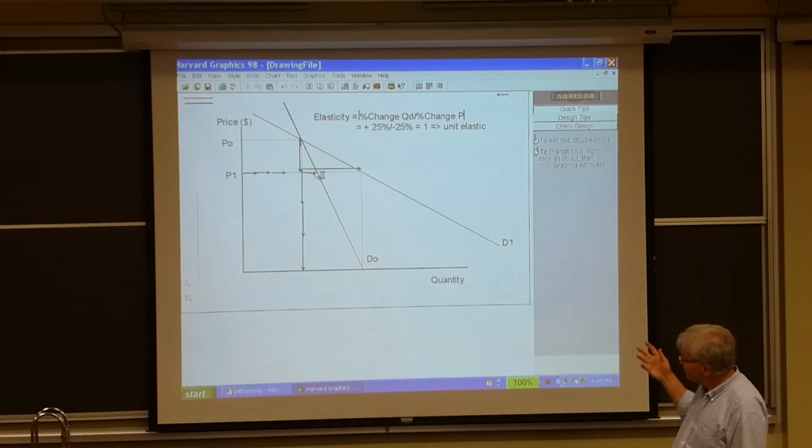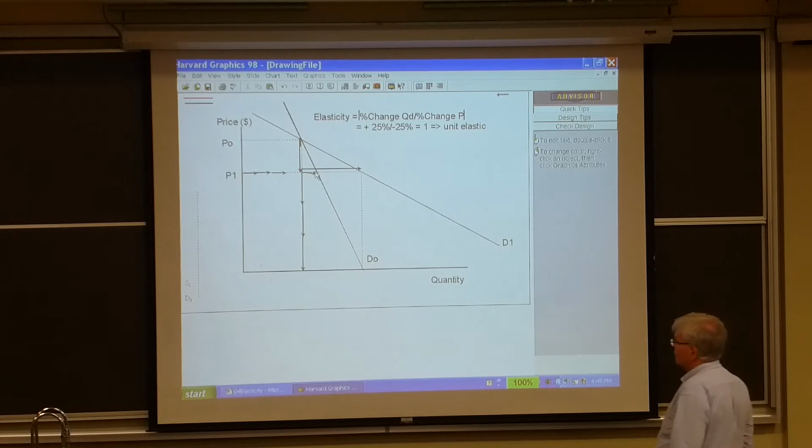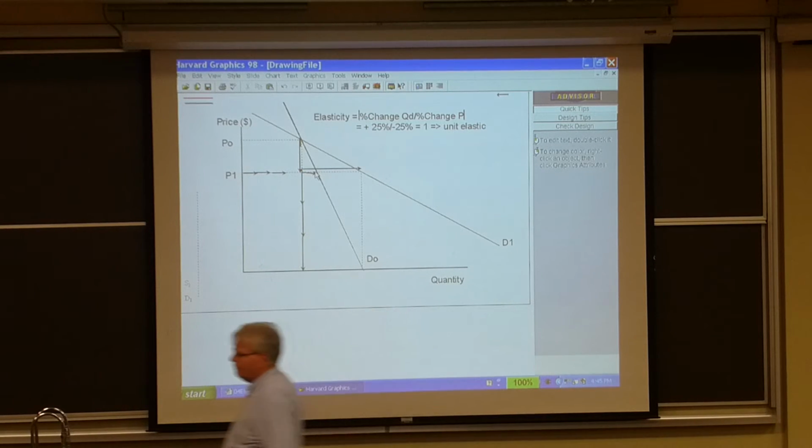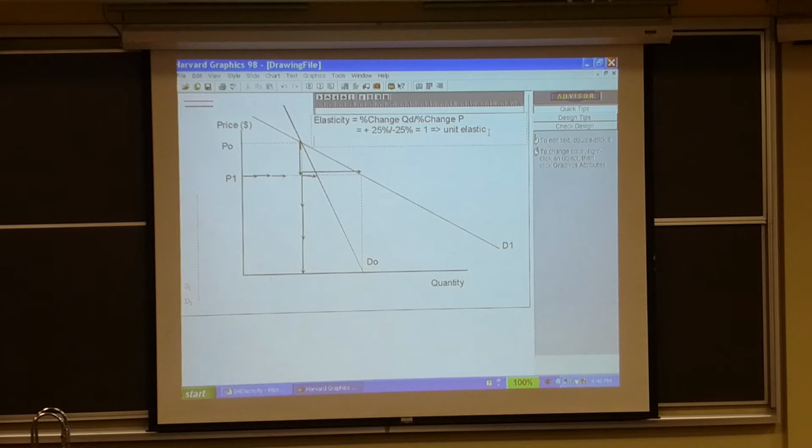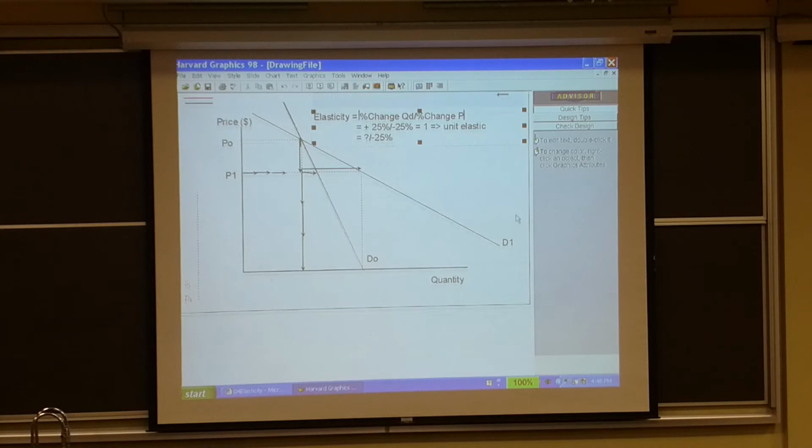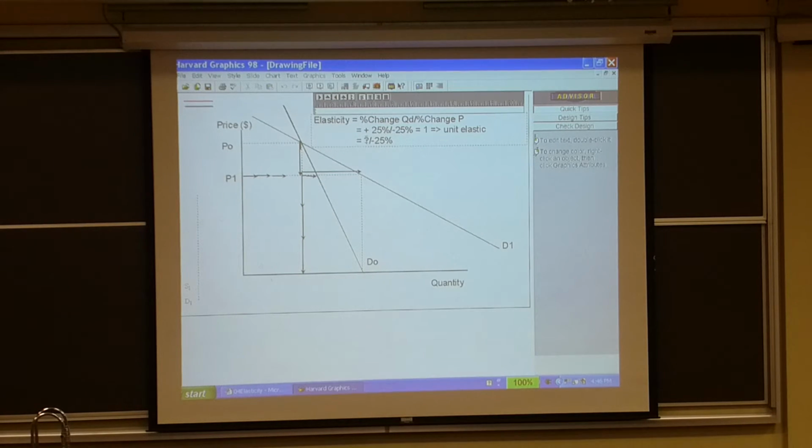Now what about the other one? What do you think the other one is? The other one would have something, question mark, divided by minus 25%. So what do you think this increase here is in the percent? 100% did you say? Looks pretty good to me. So this is plus 100%.